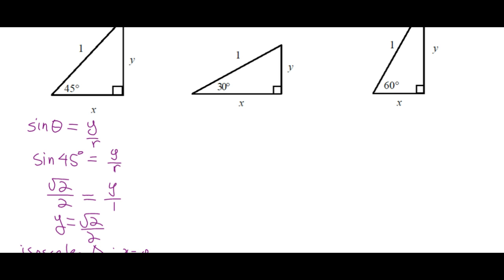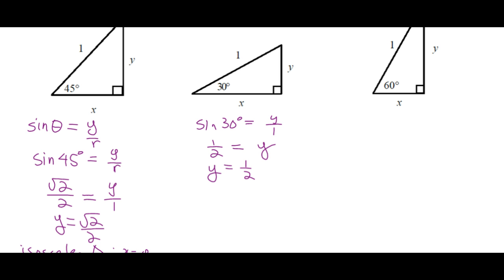30 degrees. Okay, so sine theta again is y over r. We won't write the formula down again. We did it once. So we'll say the sine of 30 degrees is y over 1. Sine of 30 degrees is a half. 1/2 is equal to y over 1, or just 1/2 is equal to y. Right? And better stated, y is equal to 1/2.